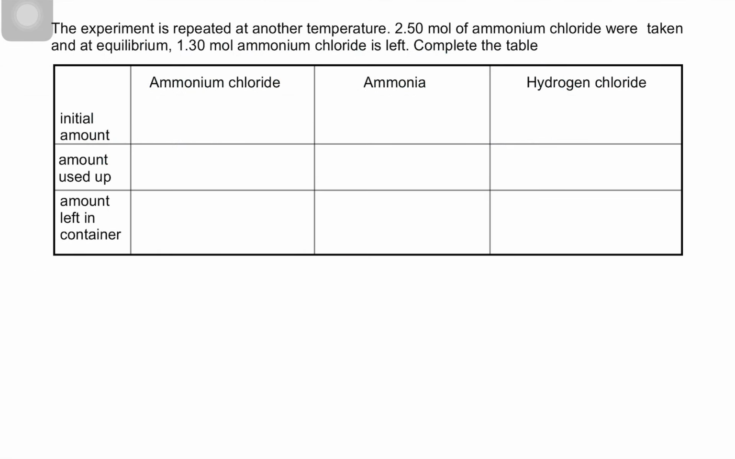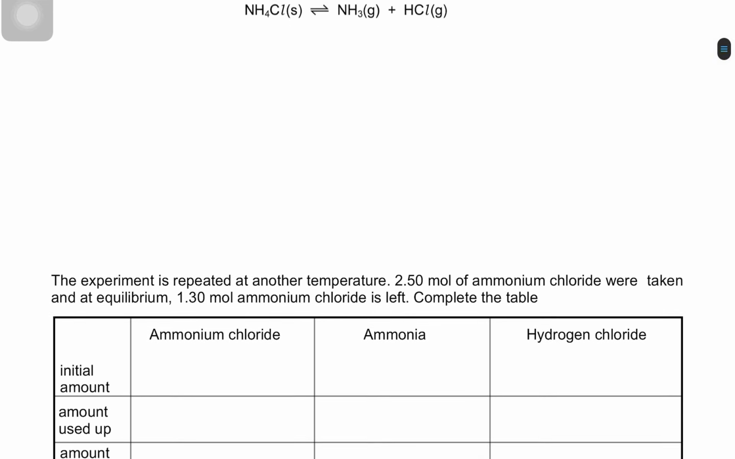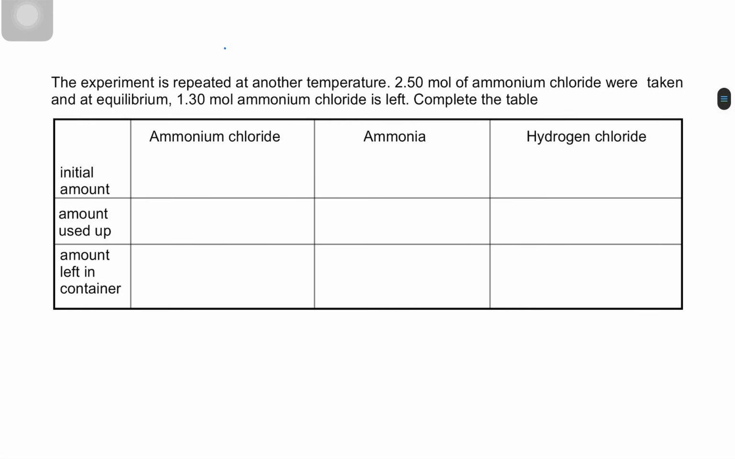Let's solve this question. It says the experiment is repeated at another temperature. 2.50 mole of ammonium chloride. See, this is the equation over here. Let me write it back. Ammonium chloride is in equilibrium with ammonia and HCl. All are aqueous in my case.